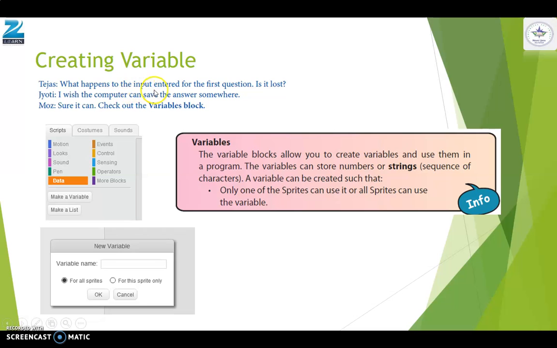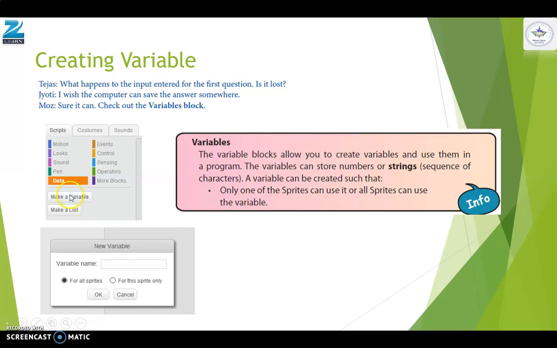So what happens to the input entered for the first question? Is it lost? I wish the computer could save the answer somewhere. In the previous program we suffered the same problem. Sure, it can. Check out the variable block. Where is it? In the script section, in the data block, you will find this variable block. Here two options are there: make a variable and make a list.